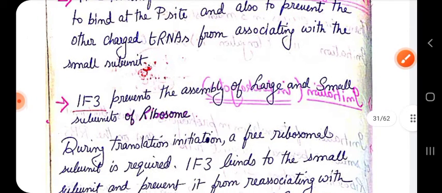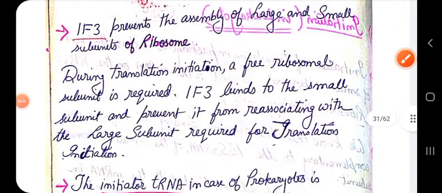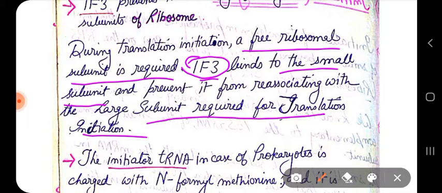Okay, and the function of IF3 is to prevent the assembly of the large and small ribosomal subunits, because during initiation we need free ribosomal subunits. IF3 binds to the small ribosomal subunit so that the other initiation factors can allow the process of initiation, and when the whole process is complete, only then will IF3 go off the small ribosomal subunit and allow the large ribosomal subunit to bind and carry out the elongation process of translation.